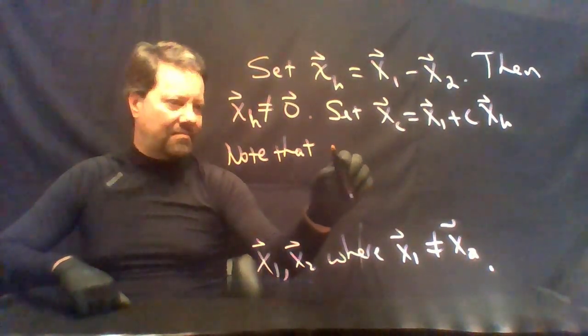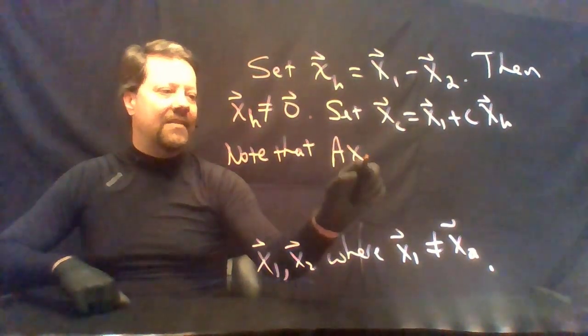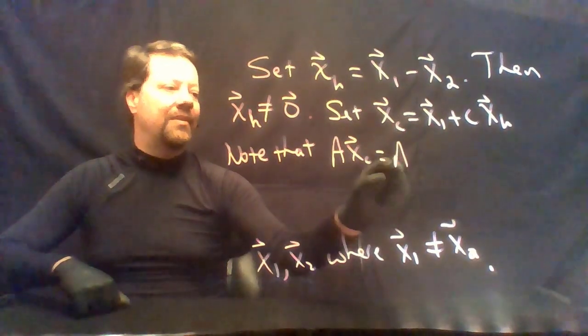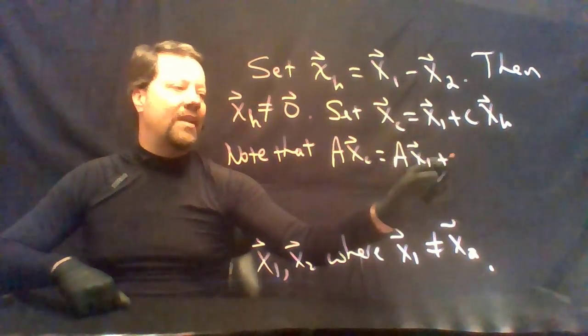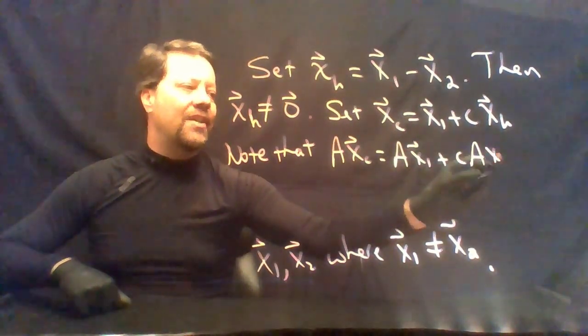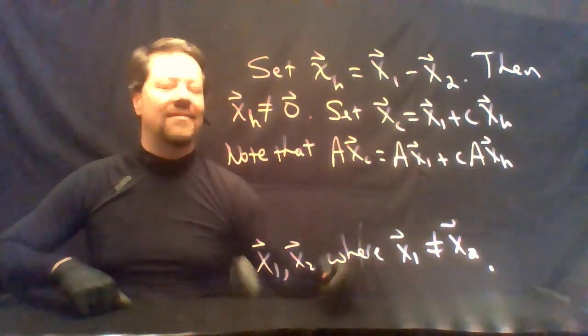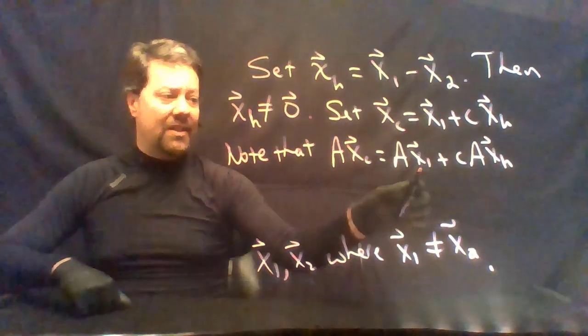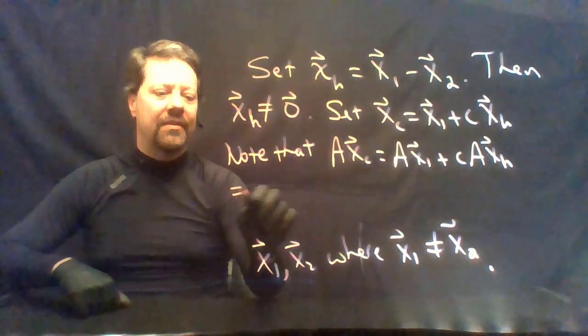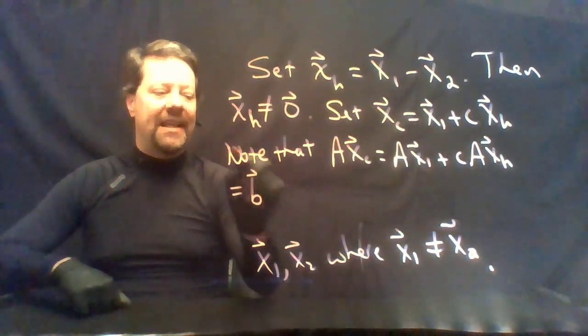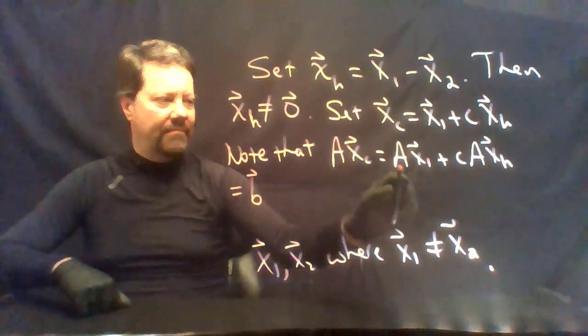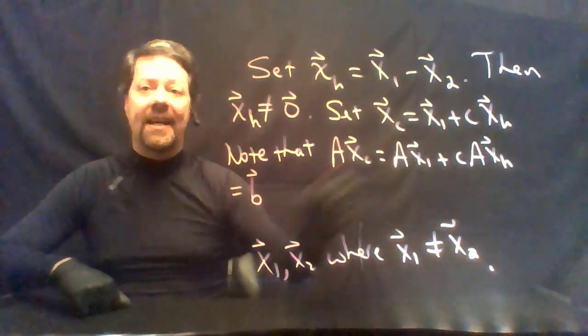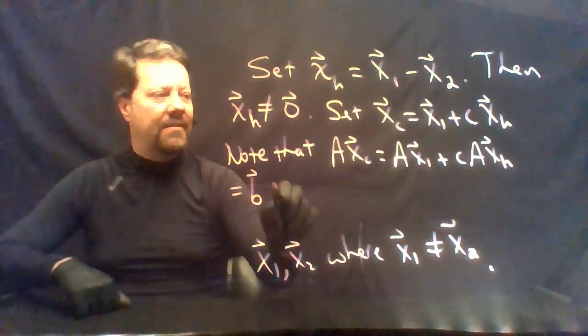Note that AXc is equal to AX1 plus c times AXh. Well, we said x1 is a solution, so that must be equal to b. AX1 must be b because x1 actually solves the system.